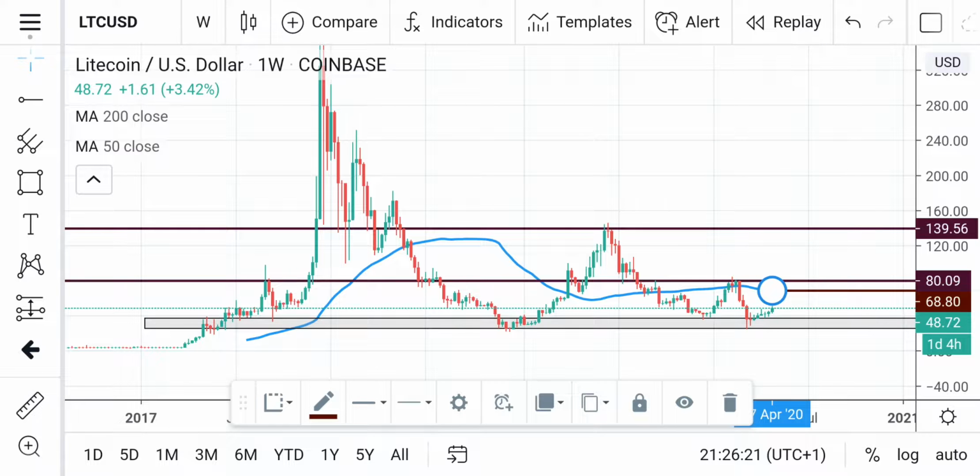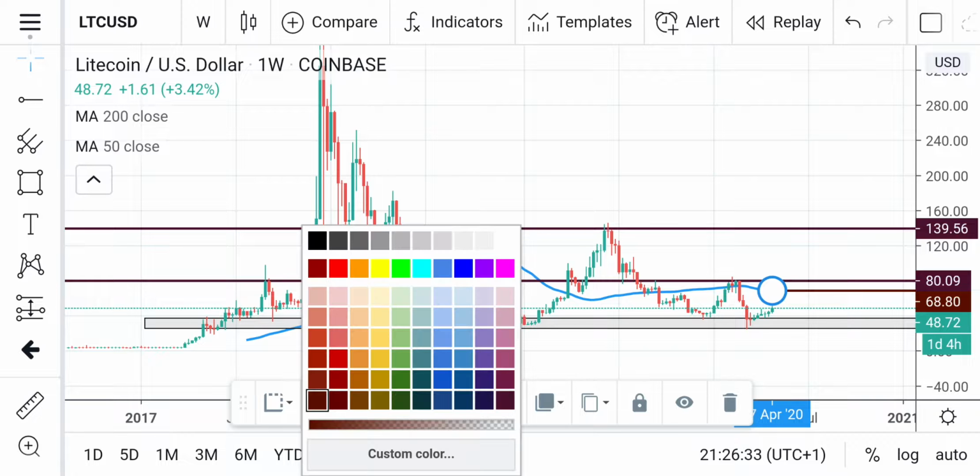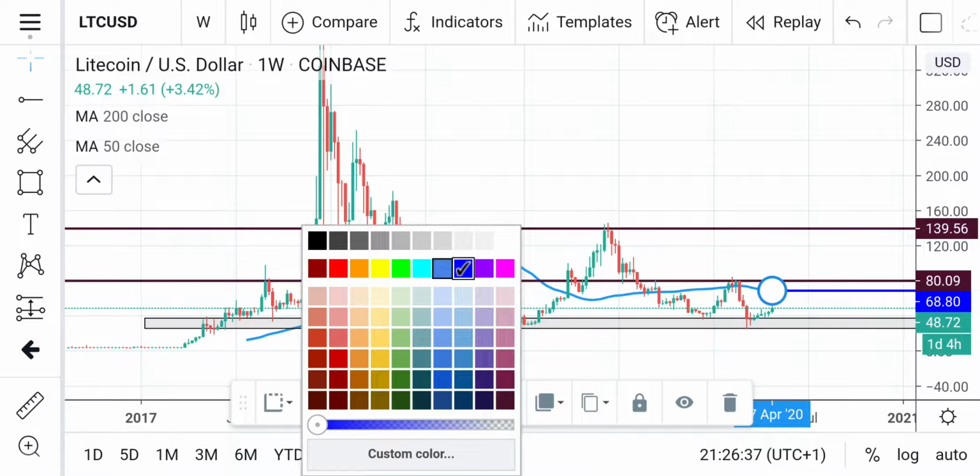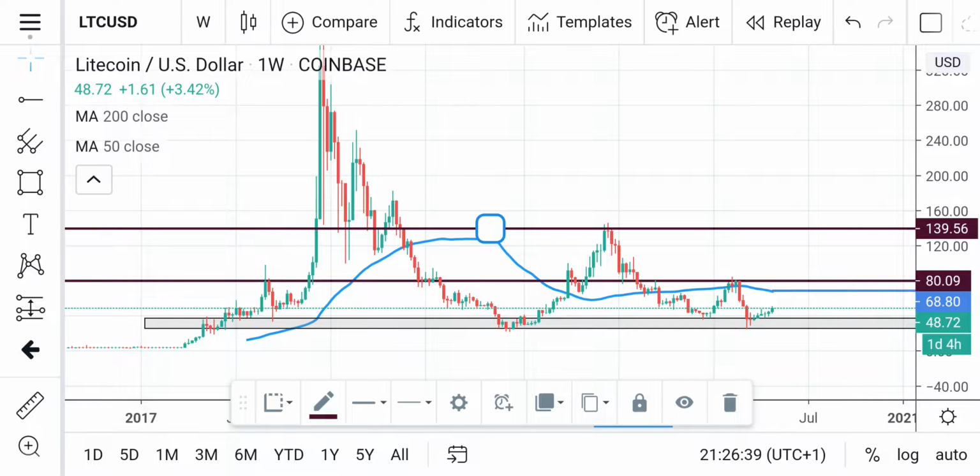and I put it. Then I like to edit the color of this horizontal ray that I just added. I like to edit it to the actual color of the moving average that I'm using it to identify. So in this case, it is blue. So you can see over here the moving average and my horizontal ray.